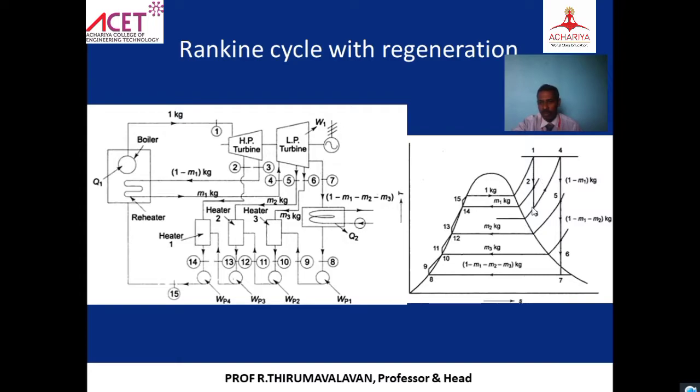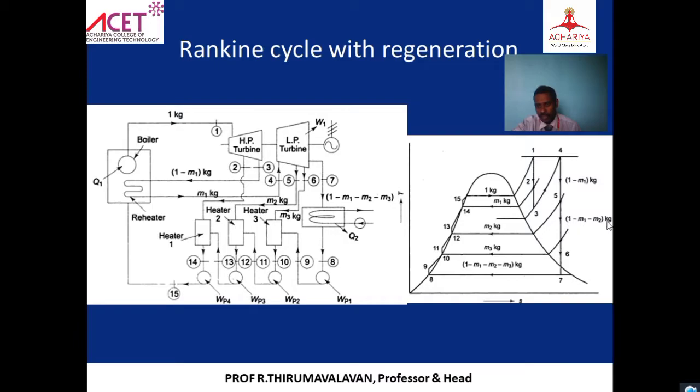And the remaining steam, 1 minus M1 amount, is coming here. That 1 minus M1 is going for reheating. Again it is coming to the low pressure turbine. In the low pressure turbine, at 2 points, as I already told, point number 5 and point number 6, I am taking out the steam. Why am I taking out the steam? To increase the inlet water temperature. We are using this.